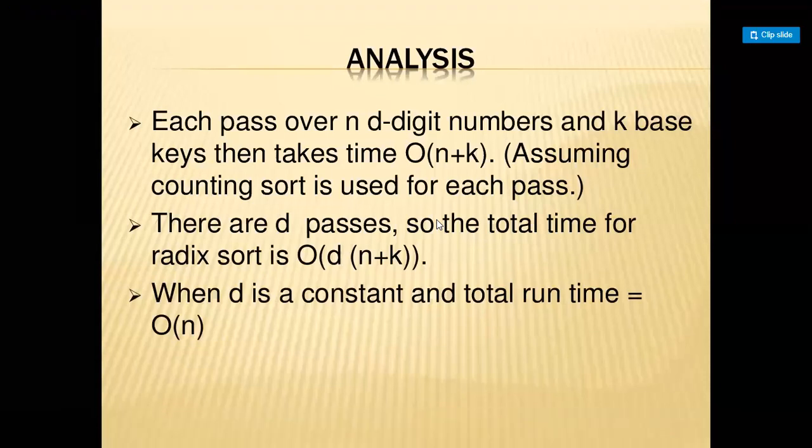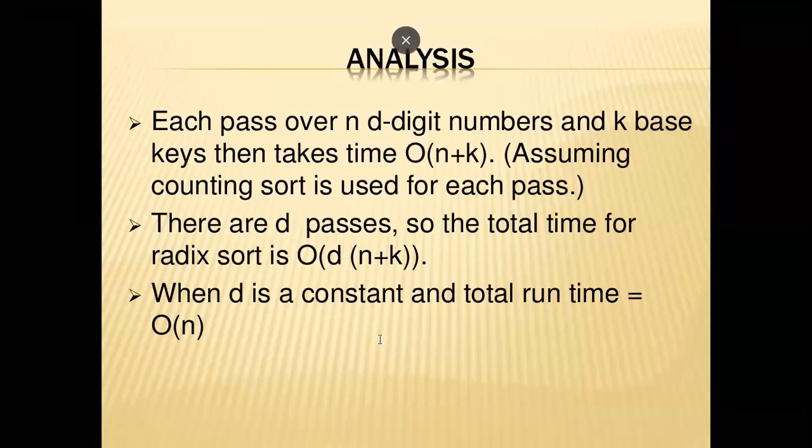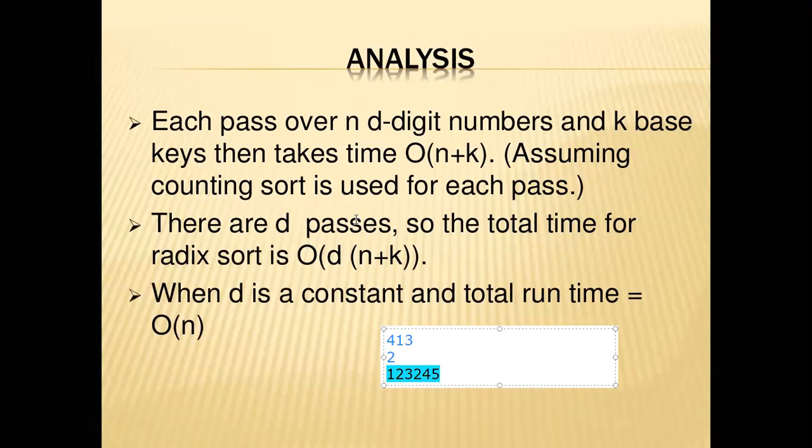Let me write it down, it's easier for you to understand. If you have a number like 413, that means we have to go 3 times. If we have a number like 2, we have to go 1 time. If we have a number like 12345, we have to count how many digits the highest number has, and iterate that many times. These are called passes. So the algorithm complexity depends on the number of passes.